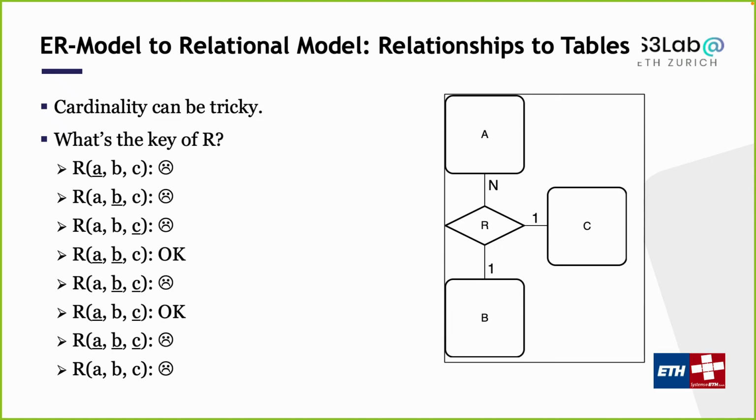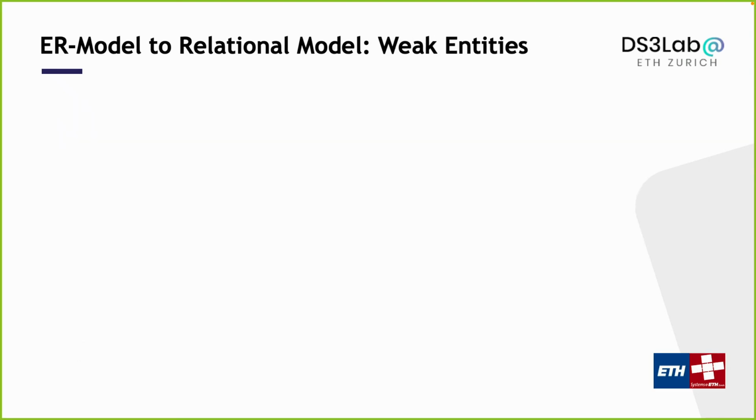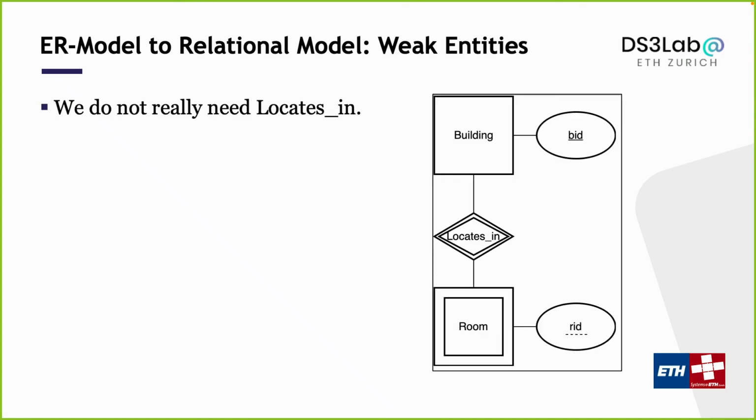No? Okay. Now let's look at weak entities, and how they influence our translation process between an ER diagram and a relational model. Assuming we have this, we have our building, we have room, and room locates in building. Room is a weak entity connected to building. Do we need the locates in relation here after translation?